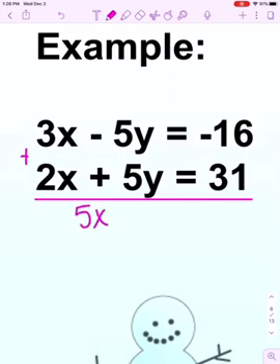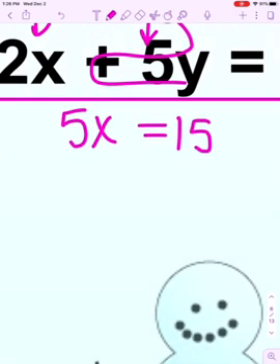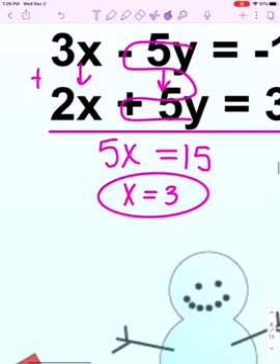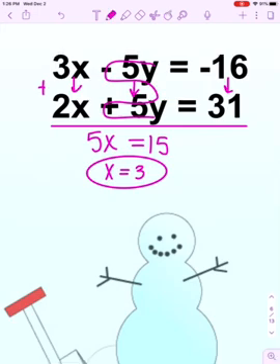3x plus 2x is 5x. -5y plus 5y is 0. They're eliminated, which is the goal. Equals -16 plus 31 is just 15. So all we did was add straight down, and in the process my y's got eliminated, and now I have something super easy to solve. So 5x equals 15, divide both sides by 5, and we get that x is 3. We cannot be done because that's only half of a point, and we need to know y as well.